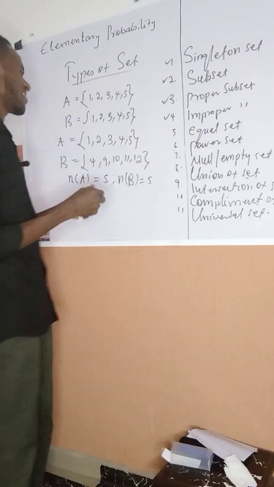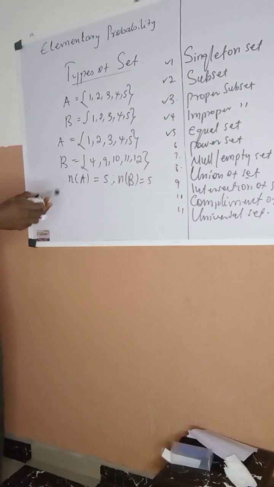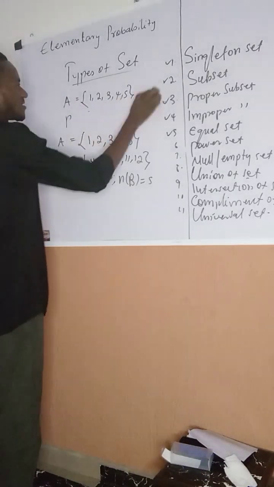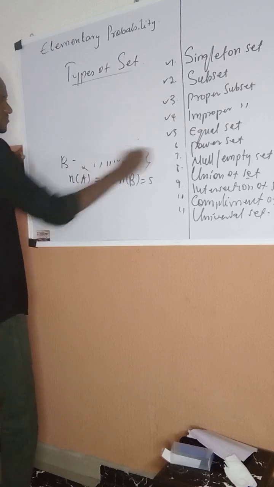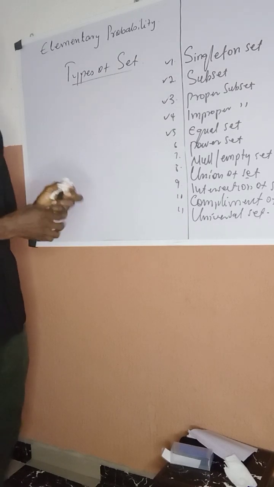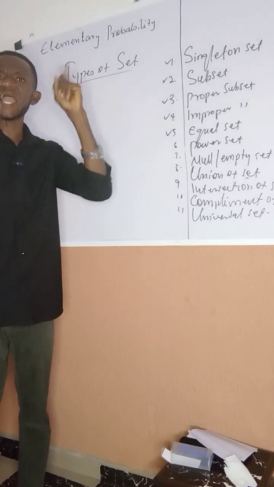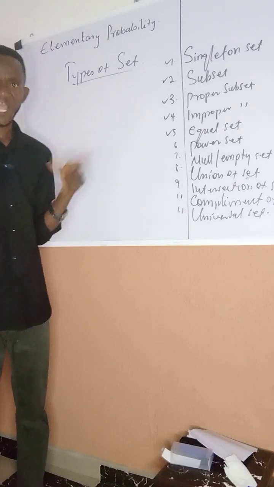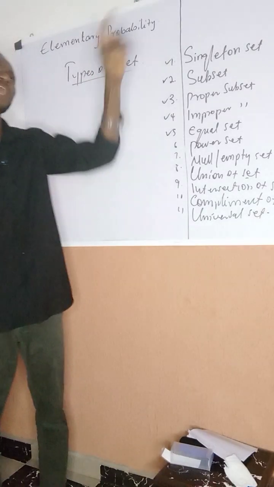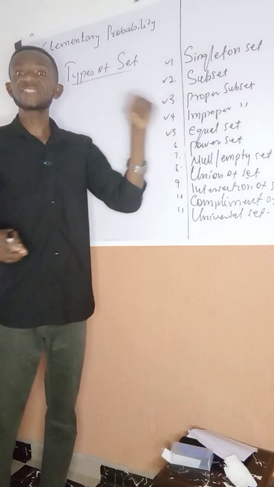Equivalent set was not written down here, but in the course of trying to explain equal sets, we have also called it up and discussed it. Then we come down to what we call a power set. A power set of a set, say A, is a set that contains all the subsets of A, including the empty set and the set A itself. I repeat, a power set of A is another set that contains all the subsets of A, including an empty set and the set A itself.